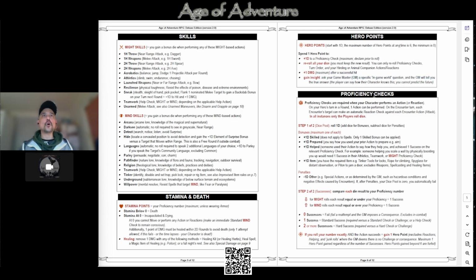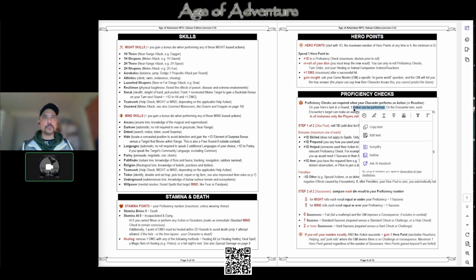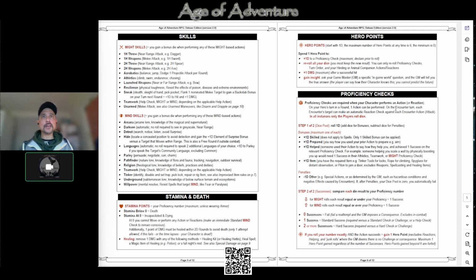Alright, the crux of Age of Adventure is proficiency checks. The character will need to make a proficiency check whenever they perform an action, or are needed to make a reaction. On a hero's turn, they can perform 1 action. When an encounter acts against them, they make a reaction, and in all instances, only the players roll dice. So sorry GMs, it's only your players that will be rolling for their successful actions, and also whether they can defend or negate the enemy actions.